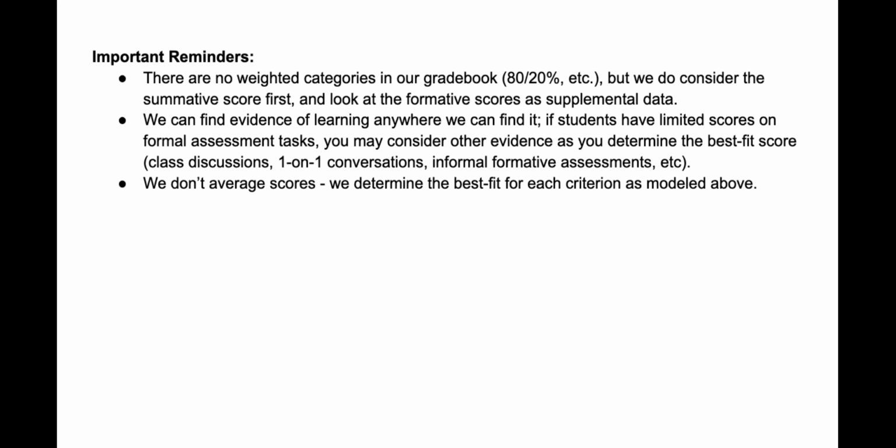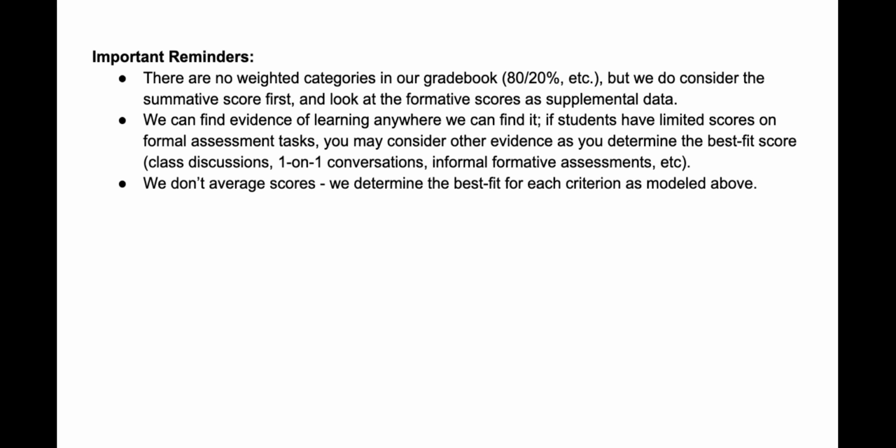Point 2, we can find evidence of learning anywhere we can find it. So if students have limited scores on formal assessment tasks, either formative or summative, you can consider other evidence as you determine the best fit score. Class discussions, one-on-one conversations, informal formative assessments, things you just watched them do in class and gave them feedback on. If you know that a student knows the material and they had a rough patch and didn't turn in their formatives for something, but you saw them engaged in class, you can use that observational data to support their scoring trend.